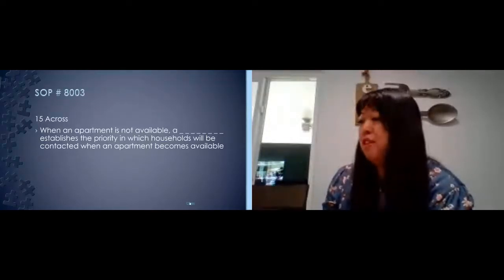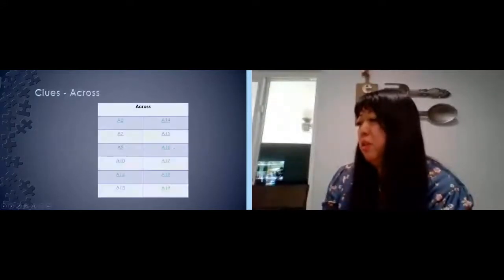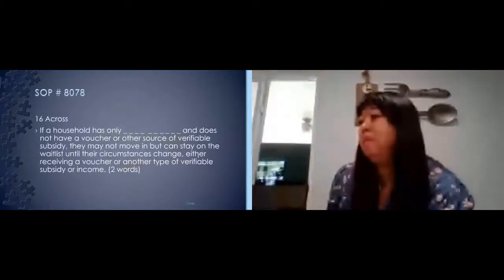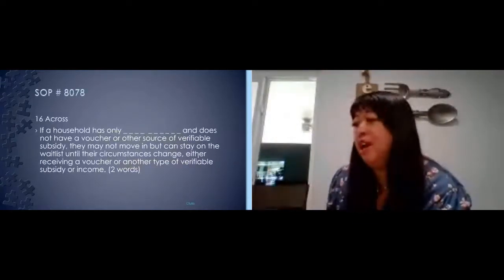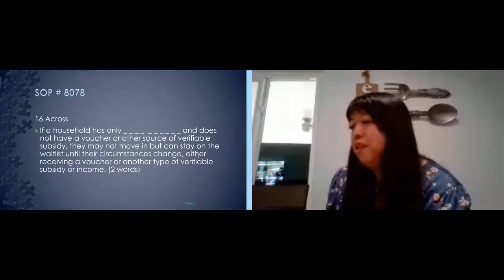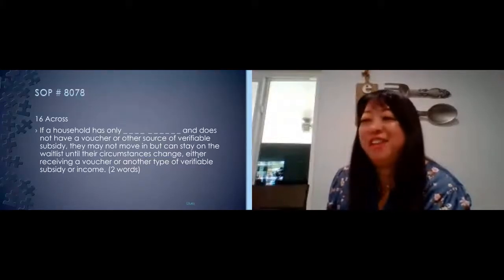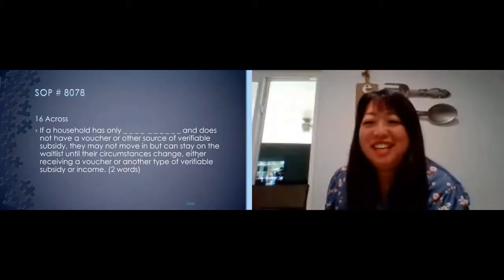Okay, we're going to move on to the next clue, which is 16 across. If a household has only 2 words here and does not have a voucher or other source of verifiable subsidy, they may not move in but can stay on the wait list until their circumstances change, either receiving a voucher or another type of verifiable subsidy or income. It's 2 words here. For 16 across, you could find a clue in 8078. Brandy.